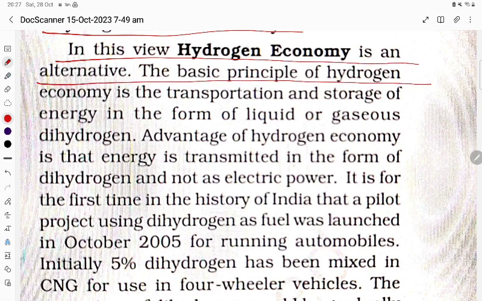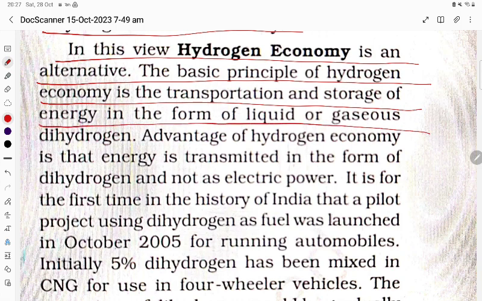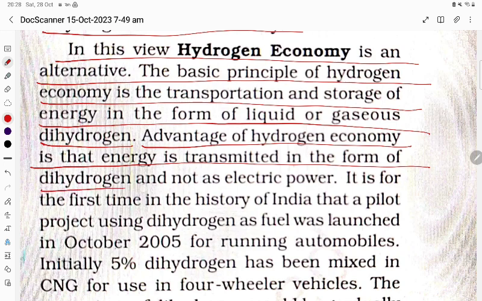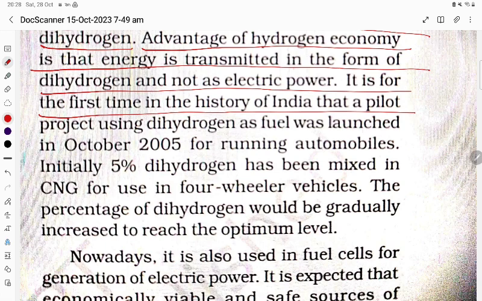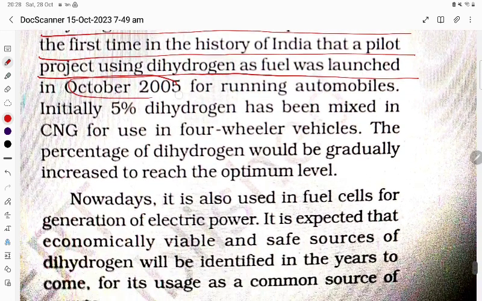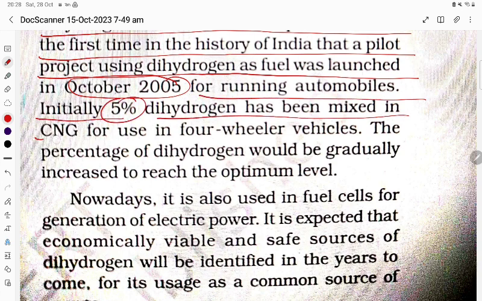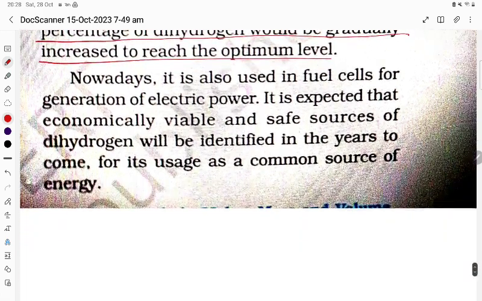The basic principle of the hydrogen economy is the transportation and storage of energy in the form of liquid or gaseous dihydrogen. The advantage of the dihydrogen economy is that energy is transmitted in the form of dihydrogen and not electric power. For the first time in the history of India, a pilot project using dihydrogen as fuel was launched in October 2005 for running automobiles. 5% dihydrogen has been mixed in CNG for use in four-wheeler vehicles. The percentage of dihydrogen will be gradually increased to reach the optimum level.